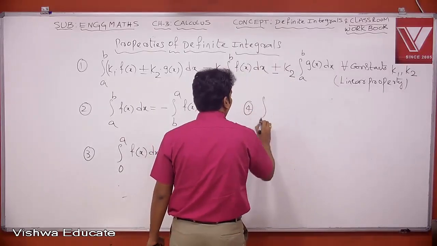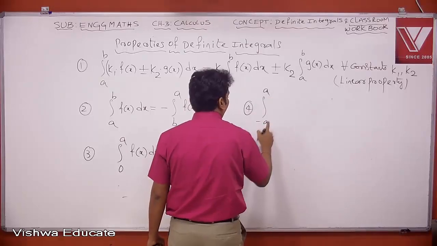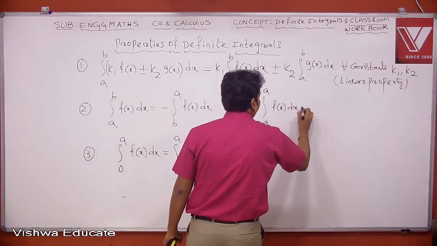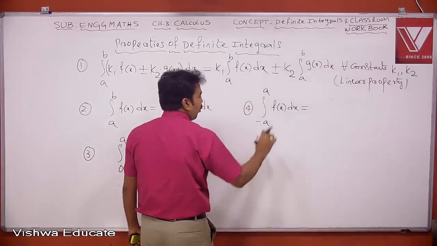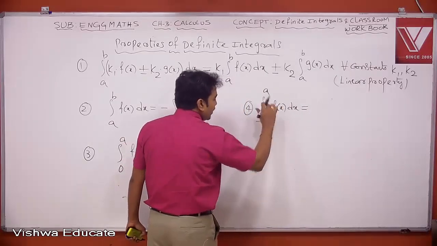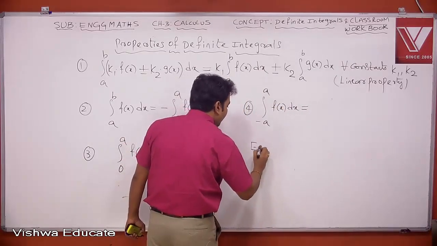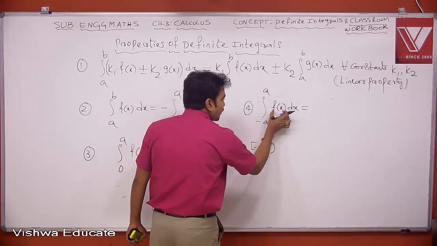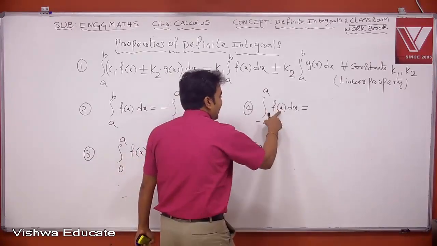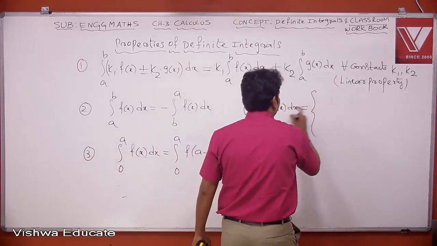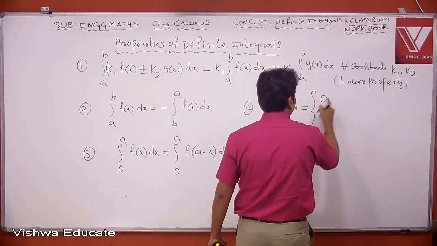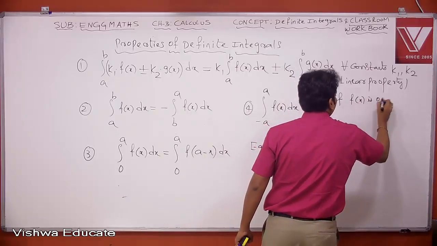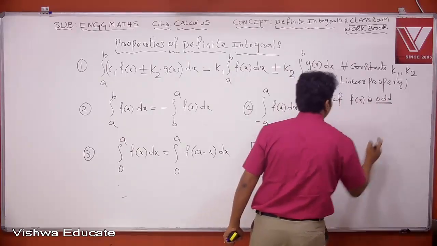Now let us go for property number 4. This is also very important. Integrate the function from minus a to plus a: integral minus a to plus a f of x dx. When you are integrating a function in the closed interval minus a comma plus a, check whether it is an even or odd function. If it is an odd function, then its value is 0. So this integral is 0 if f of x is odd.